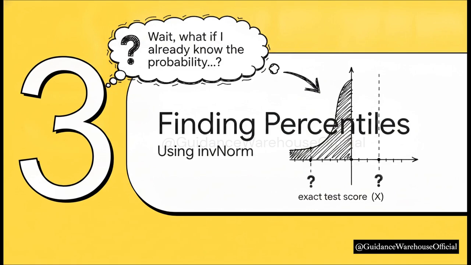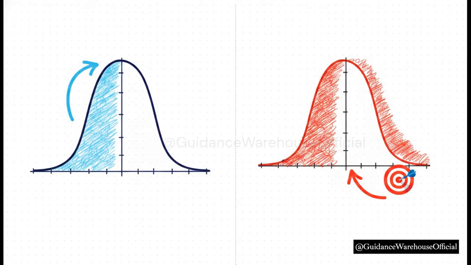Now you might be asking, wait, what if I already know the probability, but I want to find the exact test score that matches it? This brilliantly illustrates the difference between our two main mathematical tools here. Our first one, normal CDF, finds the area or probability when you already know the data points. But we also have a brand new tool, invNorm. This stands for inverse normal, and it works completely backward.